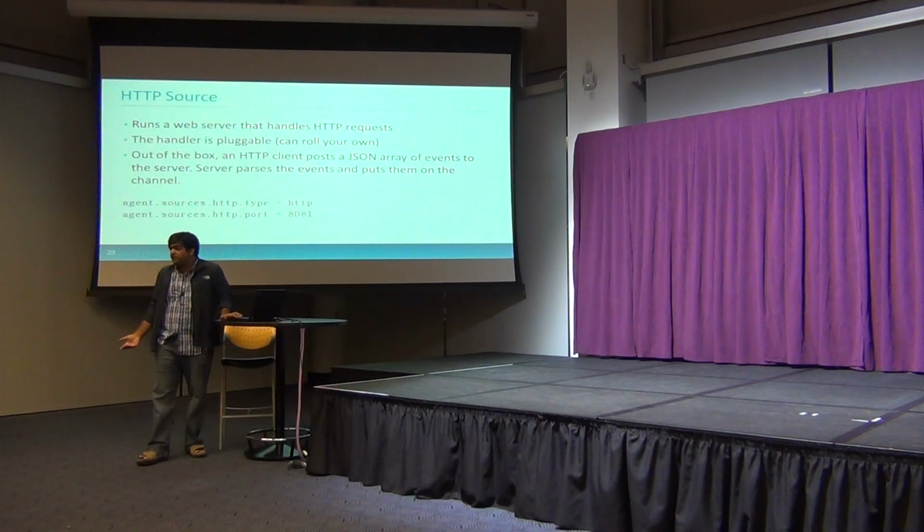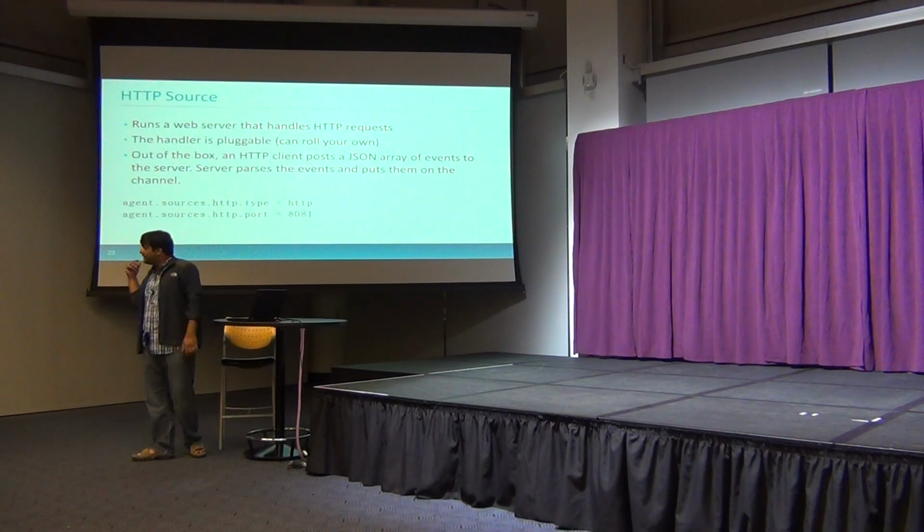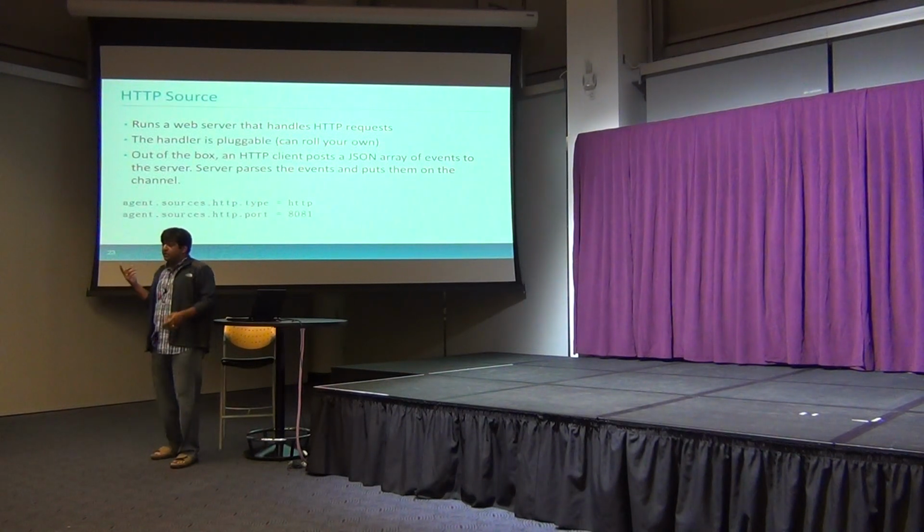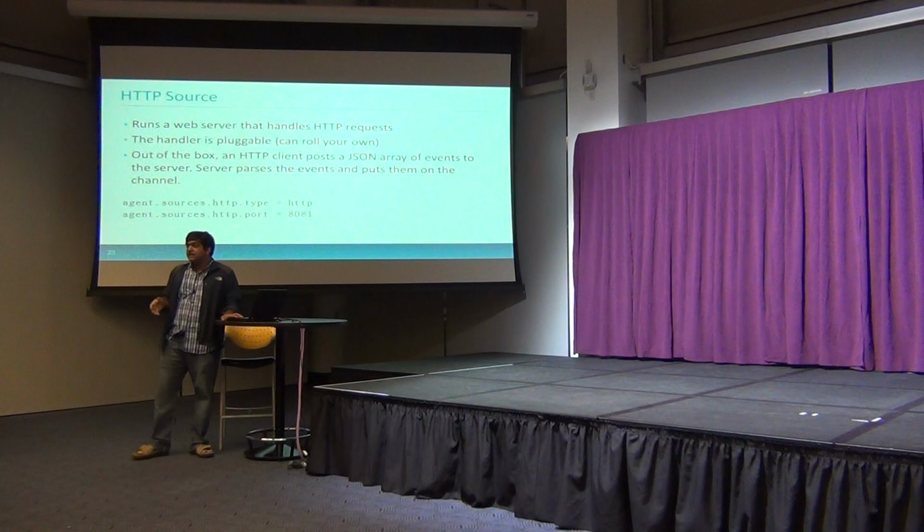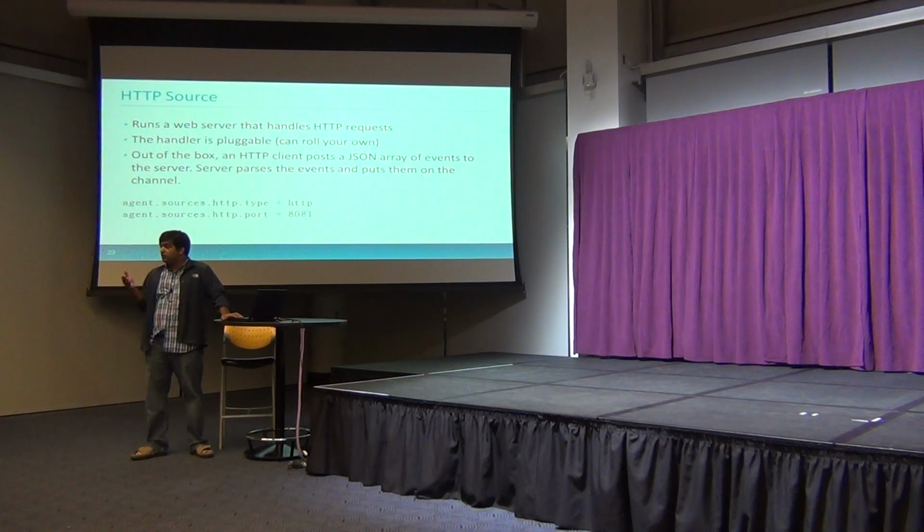HTTP source simply runs a web server. It listens to a particular port, and then you can supply the handler. There's a built-in handler which is a JSON handler, so it reads the events in JSON format and converts them to Flume events. But it's basically an interface. You can plug in whatever you want as long as you implement the interface. Once you implement the interface, you transform the request into a list of events and just return the list of events.